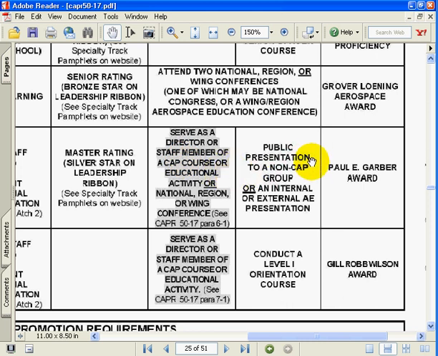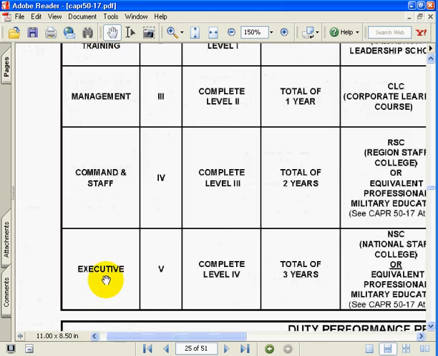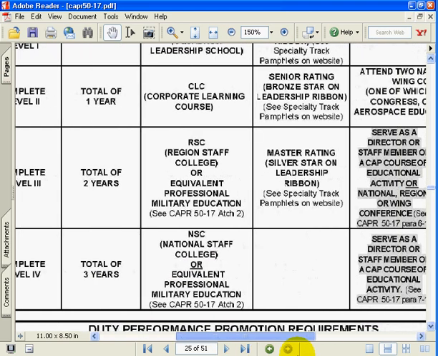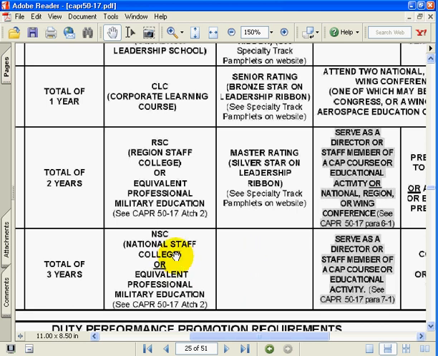Public presentation to a non-CAP group or internal or external AE presentation. And I also believe that the Aerospace Education Award or the Yeager Award qualifies for this. If you're passionate about CAP, this is a good way to knock it out. Paul Garber Award, that's the award that this is named after. Finally, you have the executive, and this is working at trying to get you prepared for a national level. It's level 5. You had to complete level 4, with a total of 3 years in a command or staff position. Go to a national staff college, or have an equivalent if you were prior military.